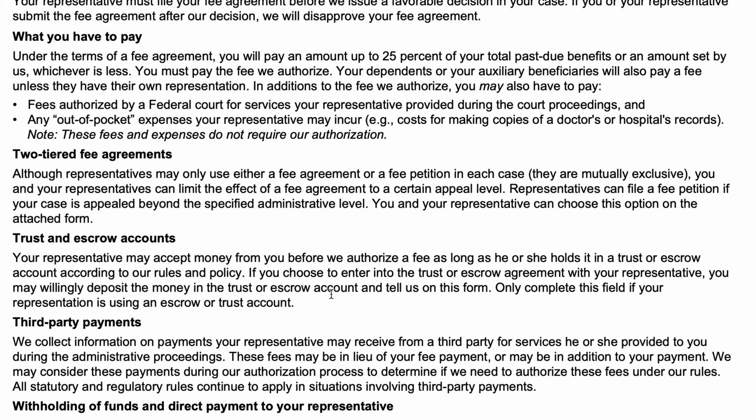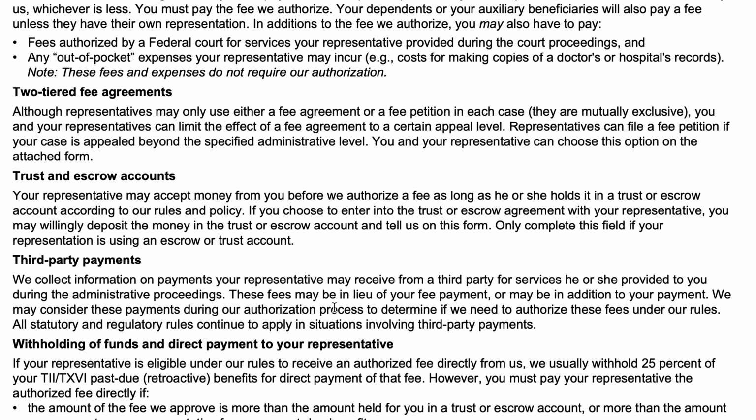But they're still held accountable for the standard fee agreement that you've put into place until you reach that higher level of escalation. Trust and escrow accounts: they can accept money from you before the Social Security Administration authorizes a fee. They would hold it in a trust or an escrow account, and then once the Social Security Administration approves that fee, they would be able to charge it in the case of a favorable outcome.